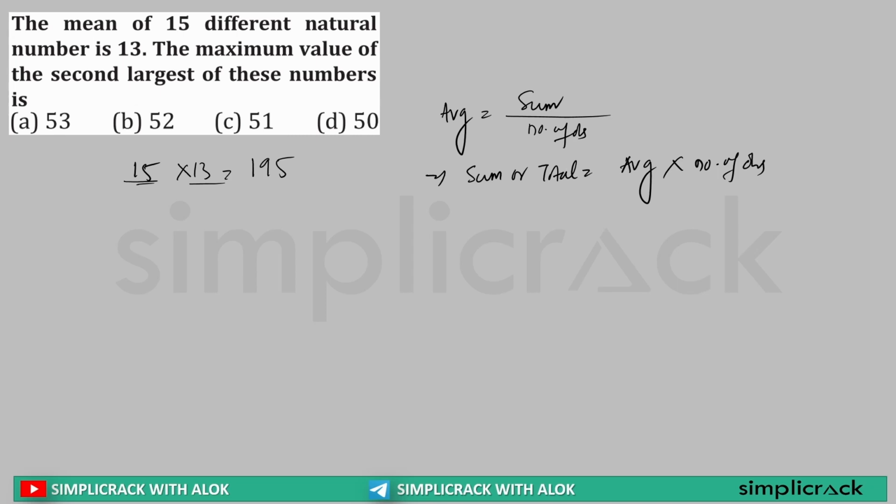Here it is asking what is the maximum value of the second largest of these numbers. That means, for an example, you start with 1, 2, 3, and you go on like that. So the second largest number, if I say 14 plus 15, the 14th number, the 40th number, is my second largest number.